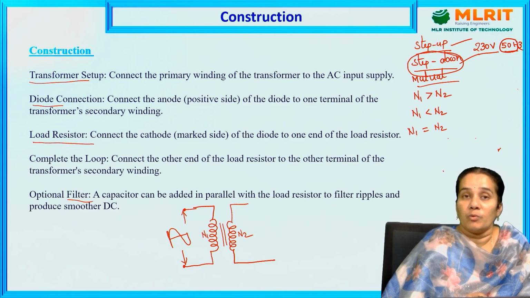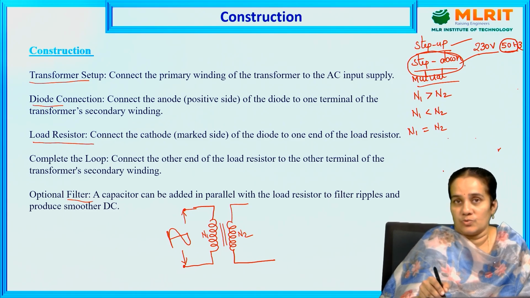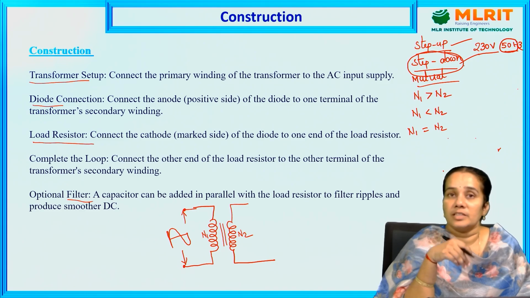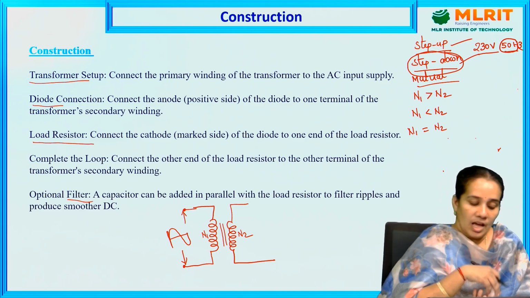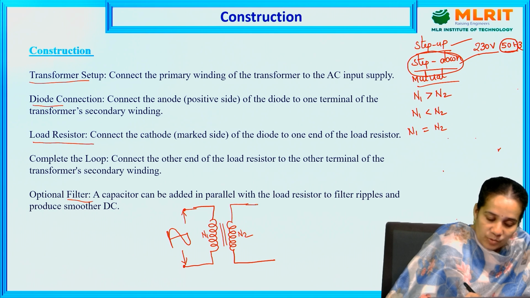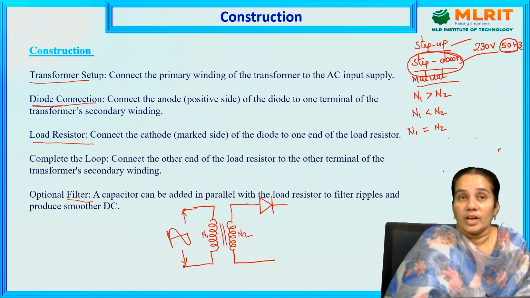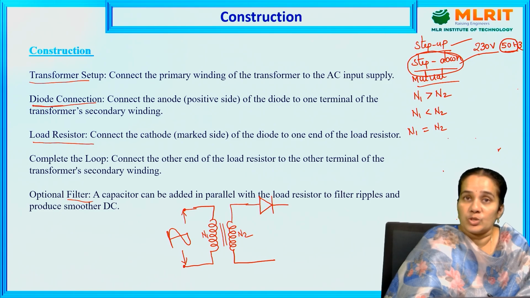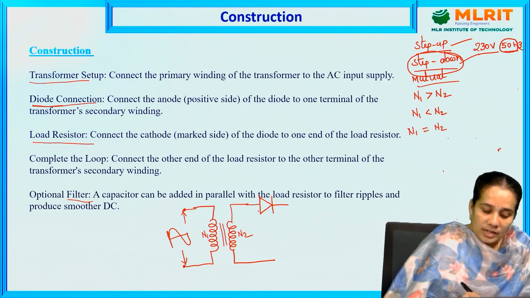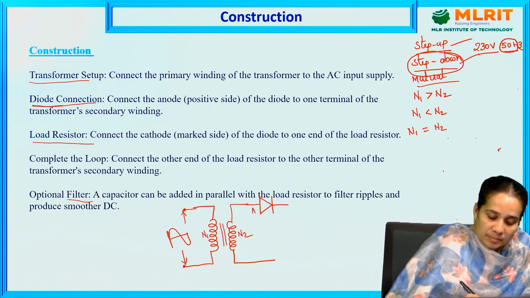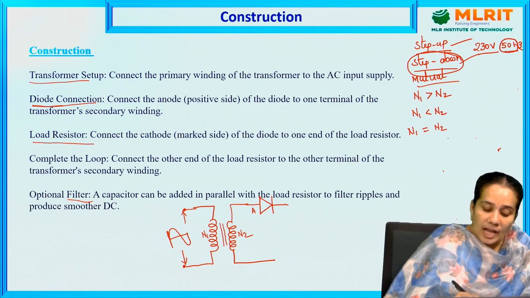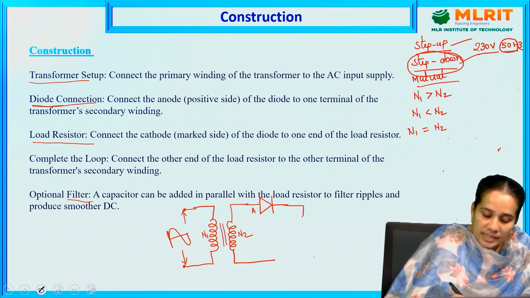Now we are using the step down transformer, in which the number of windings decreases, and the output of the secondary winding is connected to the PN junction diode. In the half-wave rectifier, we use only a single diode. The anode terminal is connected to the secondary winding and the cathode terminal is connected to the load resistance.